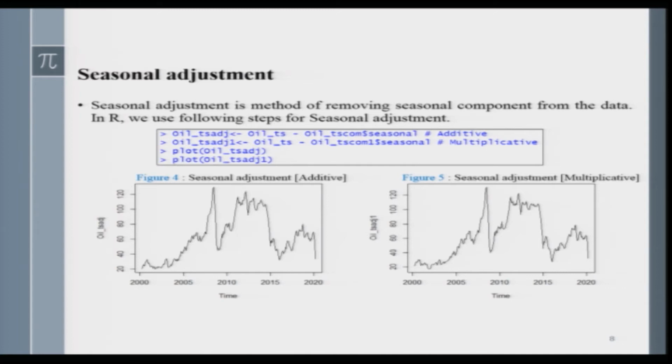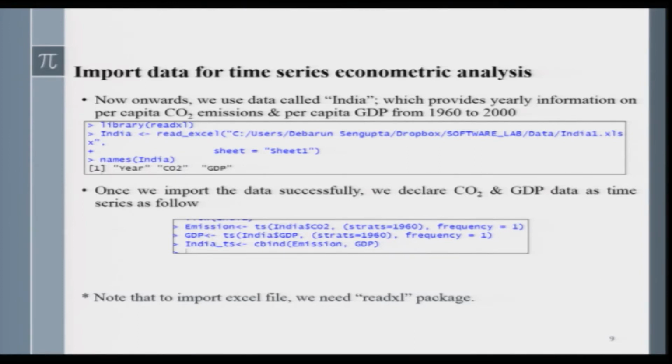Now, we are going to move on to the time series econometric part of the course. Classical time series we have done, and now we are going to talk about non-stationary data, how to deal with non-stationary data, especially in the regression context. So, we are going to start with a different data set. From now onwards we are going to use a data set on India, and it provides yearly information on per capita carbon dioxide emissions and per capita gross domestic product from 1960 to 2000, and the data is coming from the US Federal Reserve.